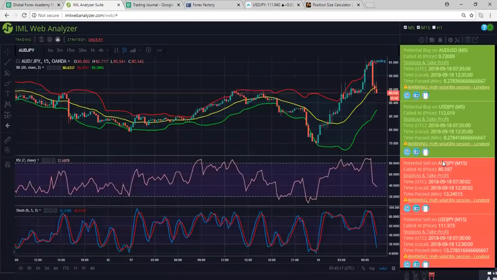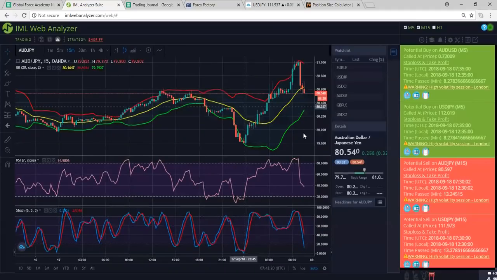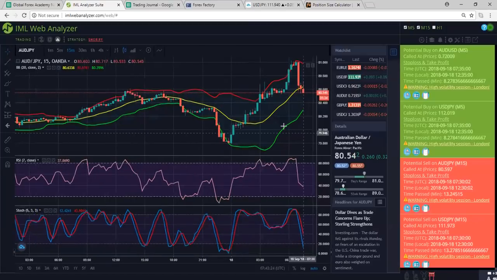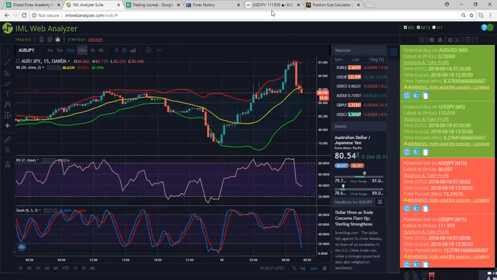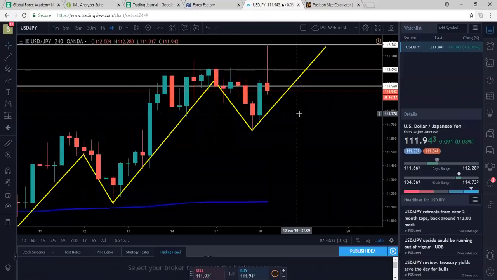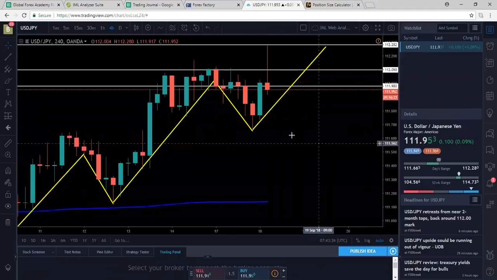So this was a sell. They called a sell on AUD JPY. I'll just show you USD JPY, if I could find what happened. Let me get rid of this real quick. Well, as you can see, I'll just show you here.